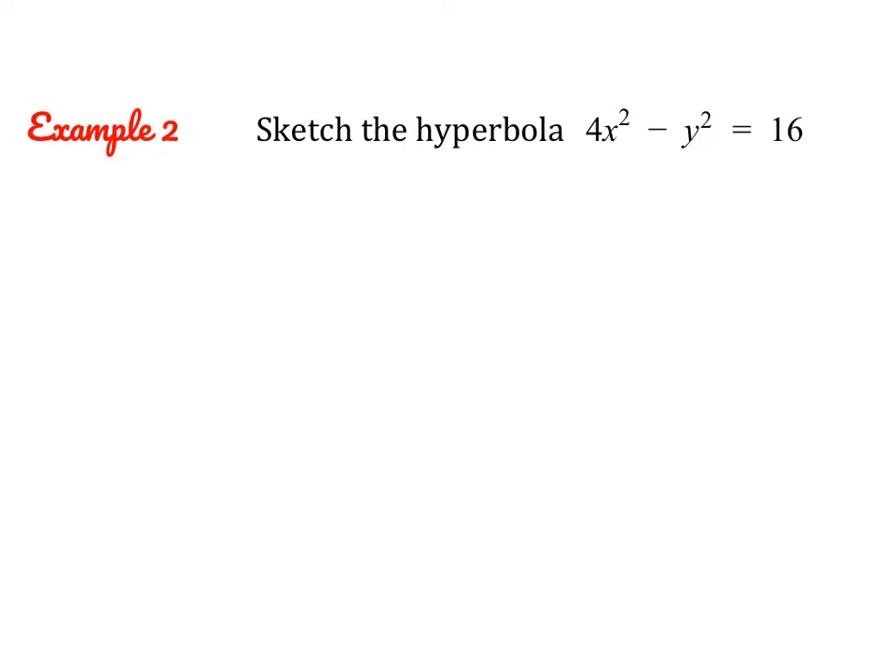We're going to sketch this hyperbola, and we'll write the equation for the asymptotes as well. And we're going to graph our asymptotes too. So I'm looking at this and I know that it's not quite in standard form, so I'm going to have to first divide both sides by 16. And I'll have x squared over 4 minus y squared over 16 equals 1. So I know that this hyperbola is horizontal because the a value comes first.